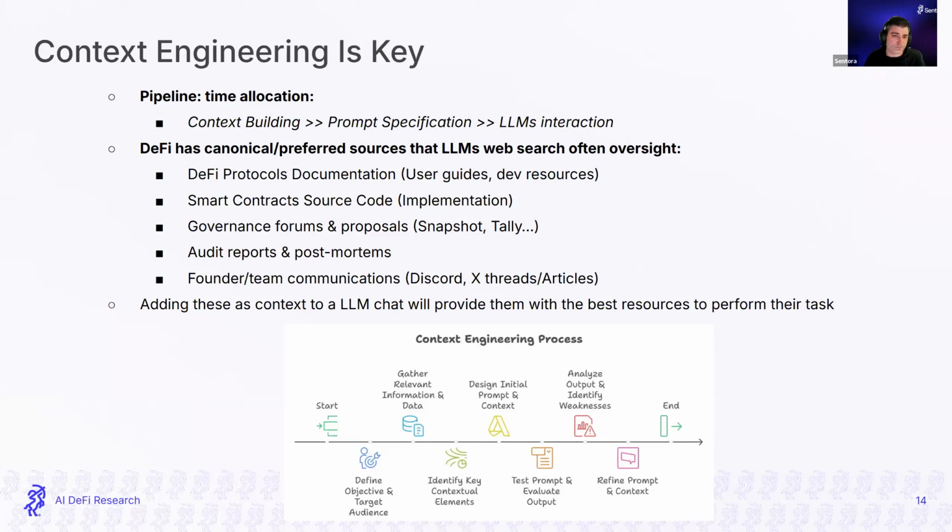So how DeFi works is that there are different sources of data, and not all of them have the same quality. Here I'm coining the term canonical, meaning documentation or guides or dev resources that come directly from blockchains or protocols.